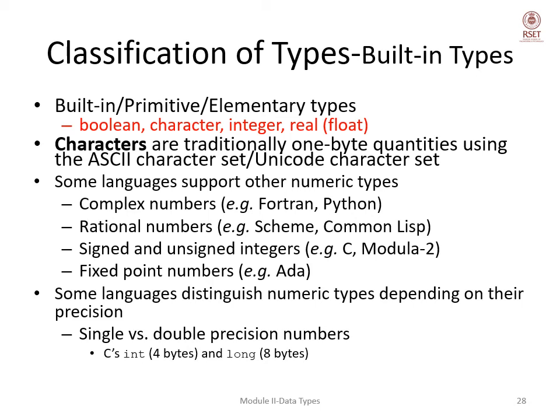Classification of types. First one is built-in data type: boolean, character, integer, and float. These built-in data types are available across languages. Now, character is a 1 byte quantity. It is usually the ASCII code or the unique code of a character. And the other numeric types that are available are complex numbers, rational numbers, signed and unsigned integers, floating point numbers. And also in some languages, the numeric type can have a precision, that is single or double precision numbers. Integer is 4 bytes and long is 8 bytes.